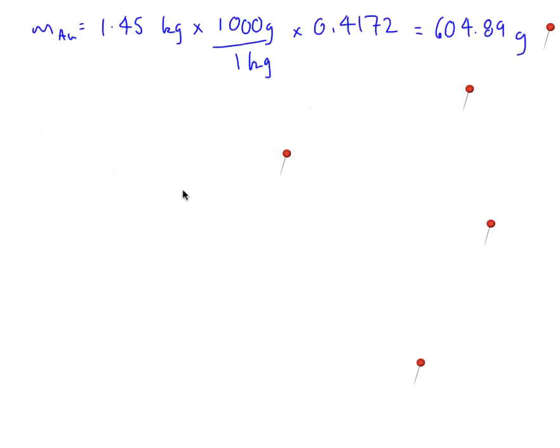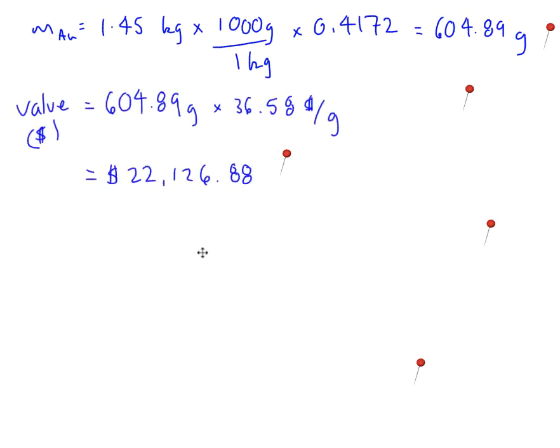So first of all, it makes sense to me to determine the mass in grams because we're given a mass in kilograms. So 1.5 kilograms, convert it to grams, multiply it by our fraction or our percent gold, and we get 604.89 grams. And so gold prices are commonly reported in dollars per gram, and that was as of this morning. So there's our mass multiplied by the dollars per gram, and we get a little more than $22,000.